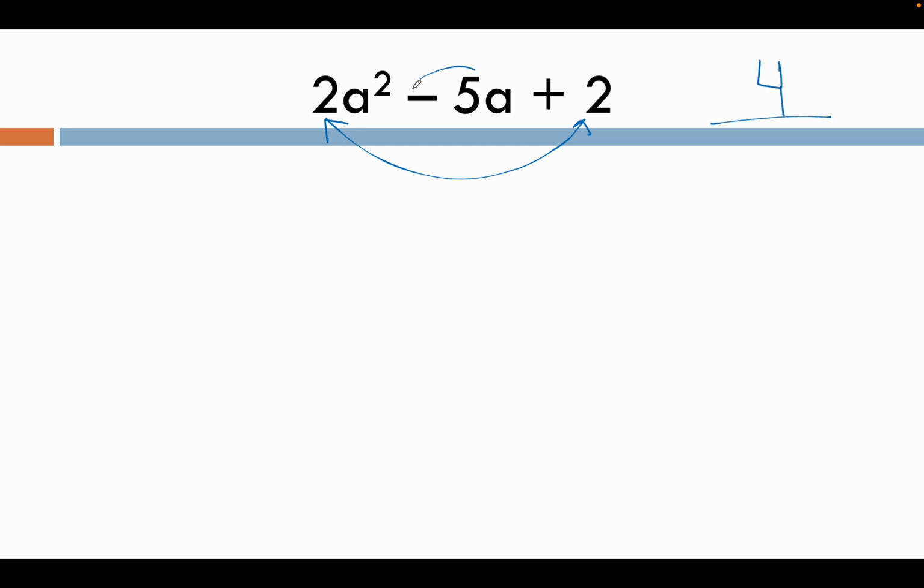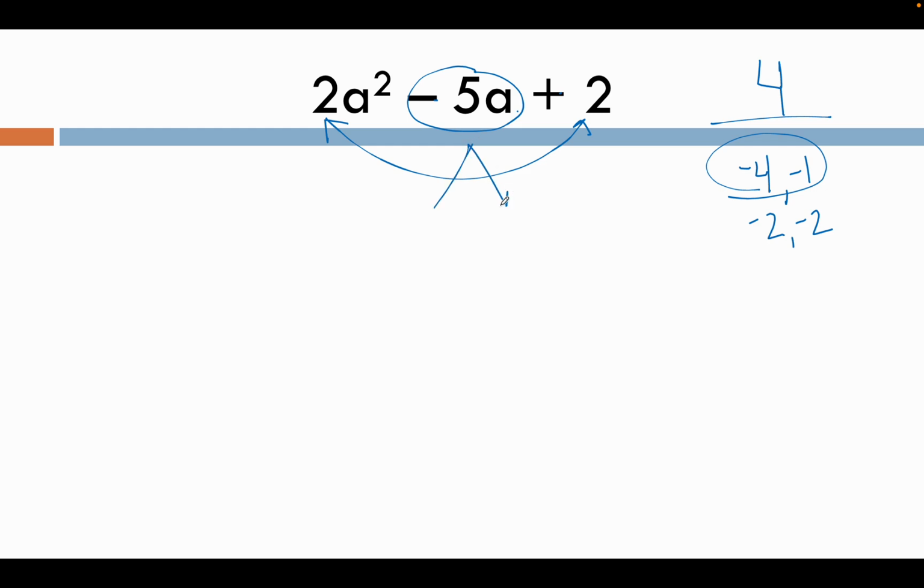Now, we have a minus b term and a plus c term, that means that the two factors have to both be negative so that they add together to get a negative but multiply together to get a positive. So factors of 4 are negative 4 and negative 1, negative 2 and negative 2. Which two of these multiply together to give us a positive 4 but add together to give us a negative 5? That's negative 4 and negative 1.